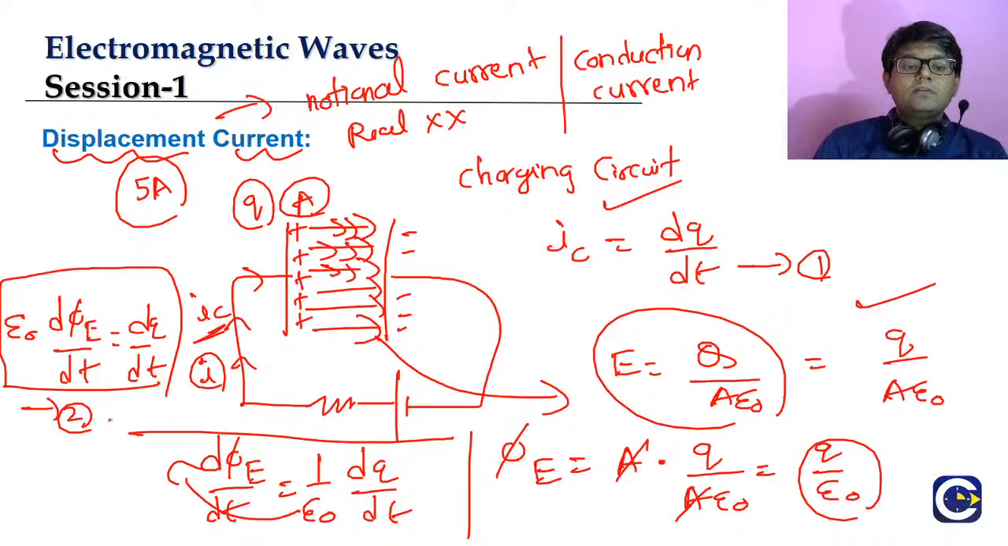In the second equation, we are getting the same value dq by dt in terms of what? In terms of the electric flux. What is that value? The dq by dt value is equal to epsilon naught into d phi E by dt.